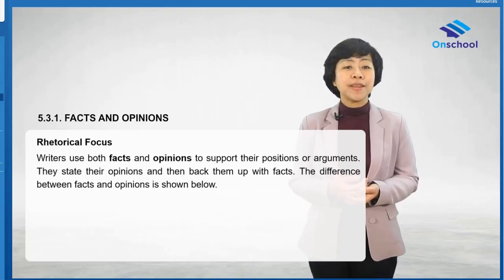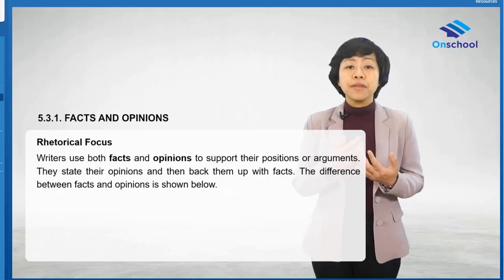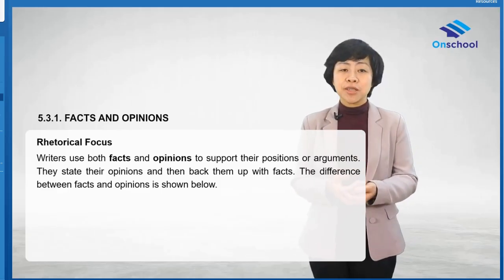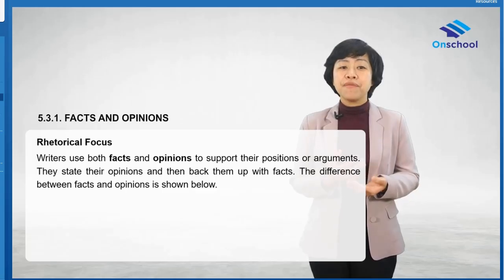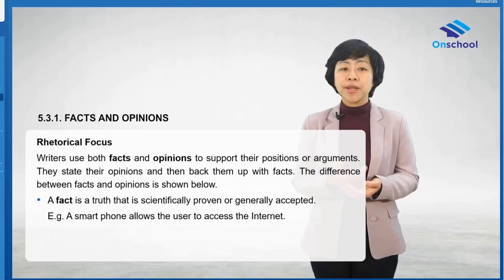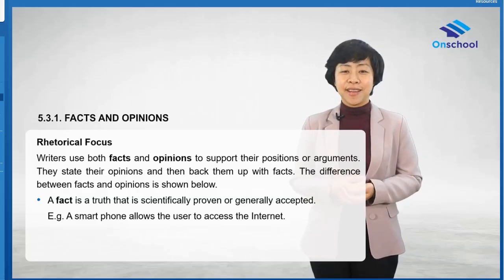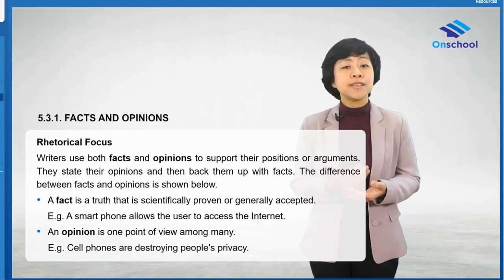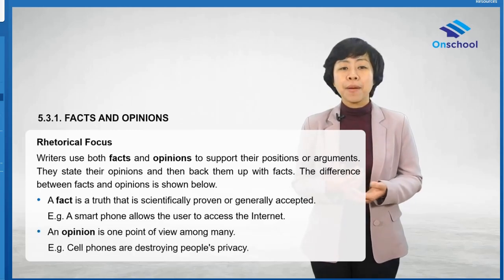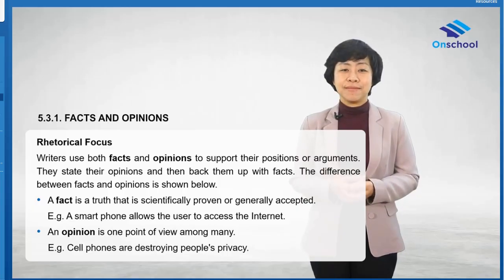Writers often use both facts and opinions to support their positions or arguments. They state their opinions and then back them up with facts. The difference between facts and opinions is shown here. A fact is a truth that is scientifically proven or generally accepted. For example, a smartphone allows the user to access the internet. An opinion is one point of view among many. For example, cell phones are destroying people's privacy.